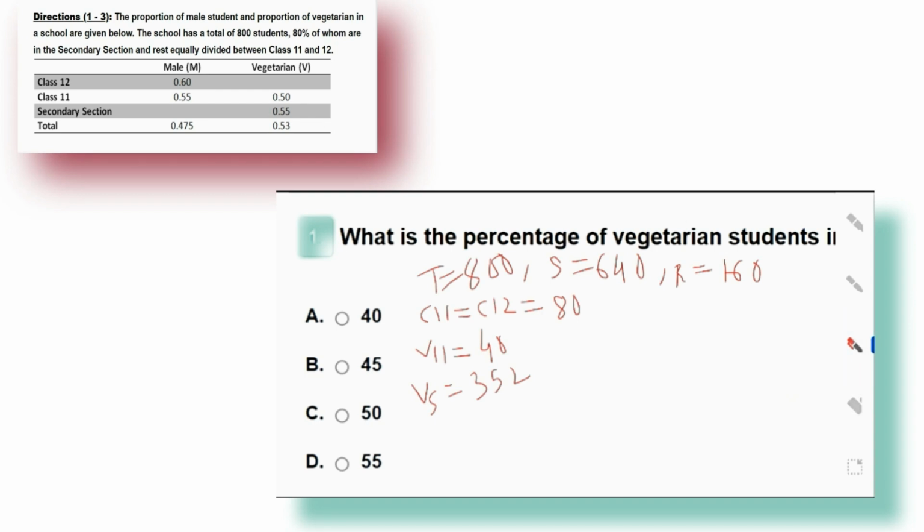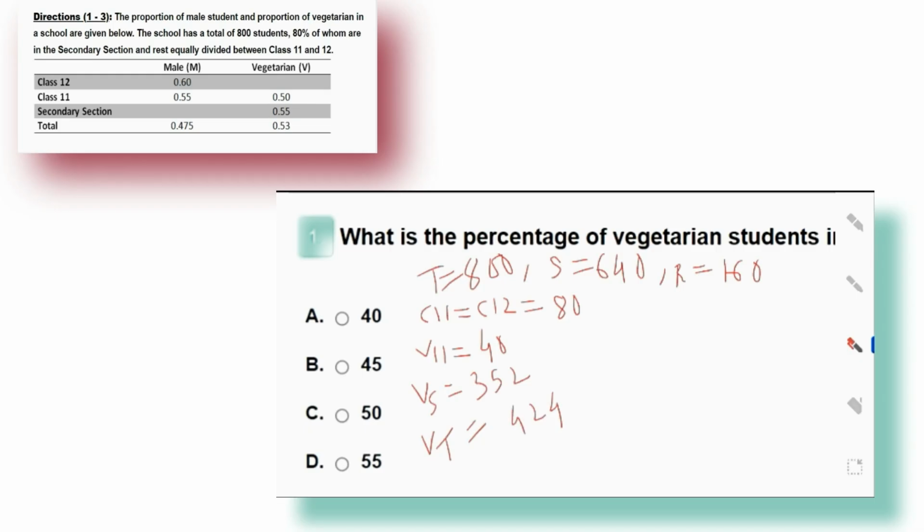Okay, so now we have to calculate total vegetarians present, so that is 53% of 800, right? So 53% of 800 means total vegetarians. So that is 800 multiplied by 53%, so we have to multiply 53 by 8. So 8 3s are 24 and 8 5s are 40, so 424.